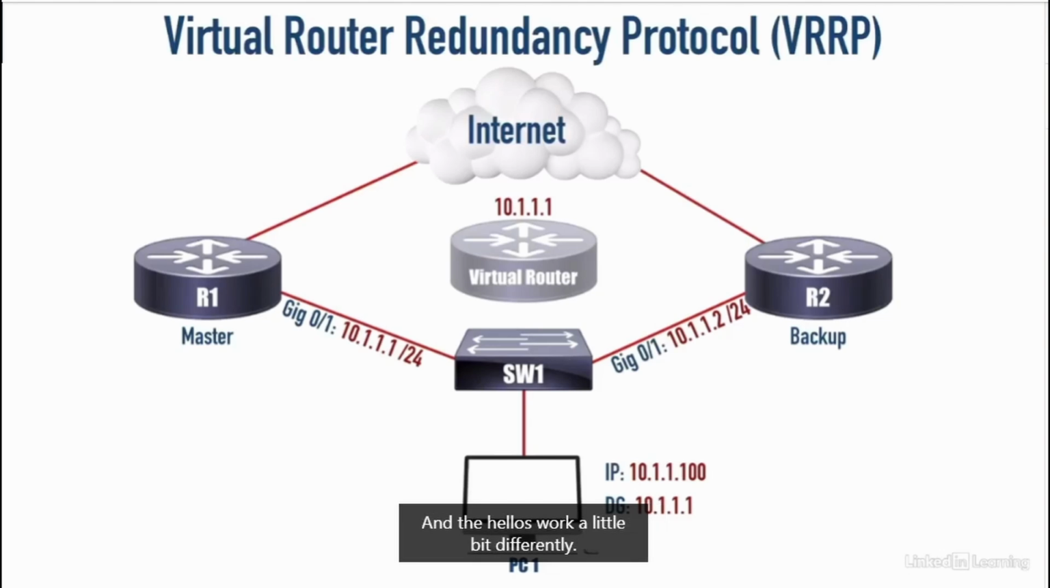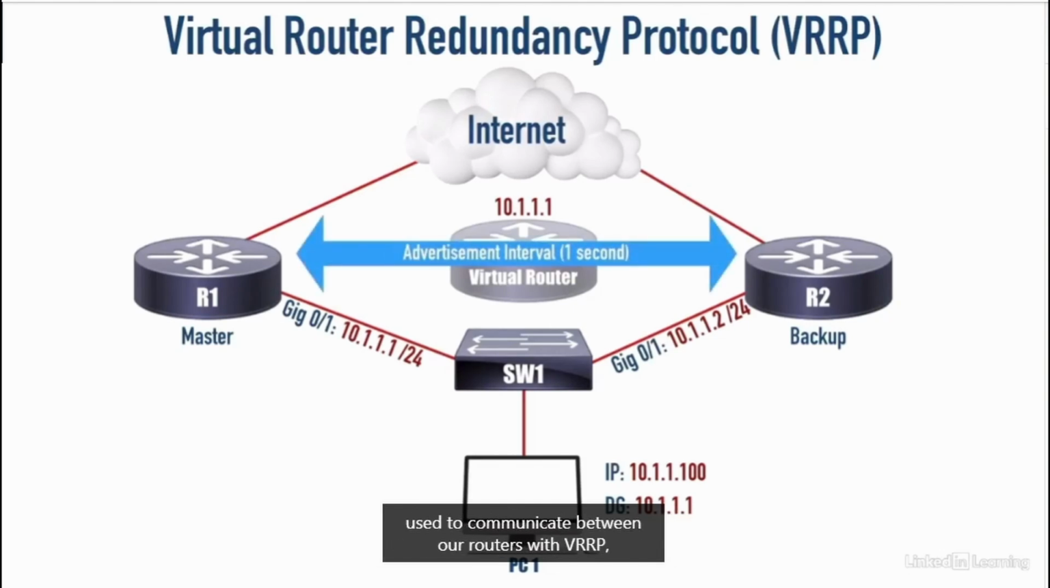And the hellos work a little bit differently. Instead of having a hello time, which defaults to 3 seconds with HSRP, we have an advertisement interval used to communicate between our routers with VRRP, and it defaults to 1 second. And instead of having a hold time that defaults to 10 seconds, we have something called the master down interval. And again, in an upcoming video, we're going to dive deep into VRRP, and we'll go through the calculation of that master down interval. It's a little bit convoluted. We have to calculate something called the skew time, and we'll get into all that later. But for now, just realize that we're advertising to one another every 1 second.